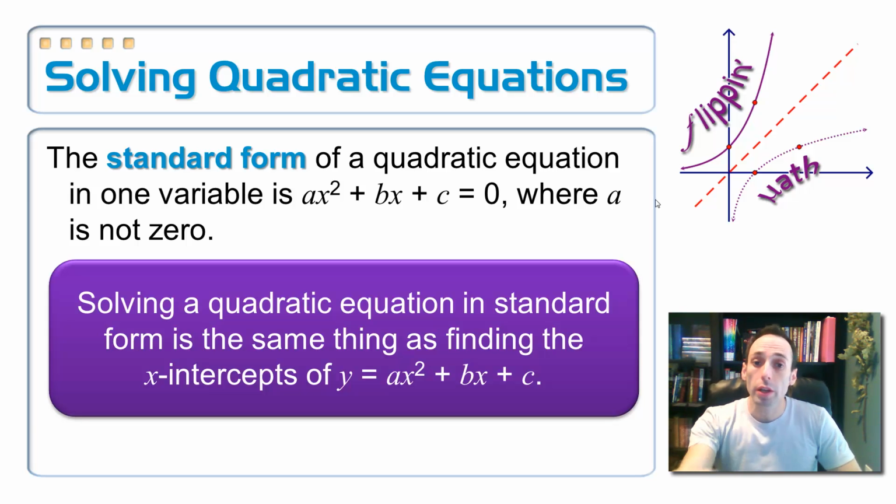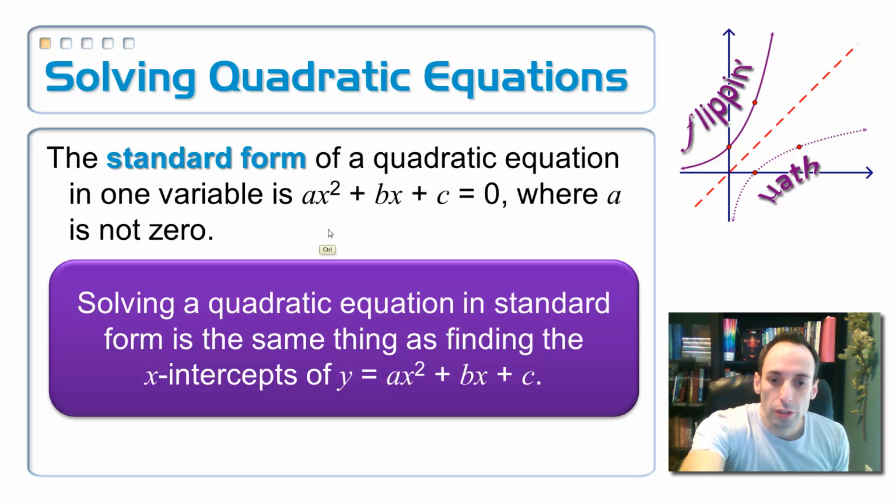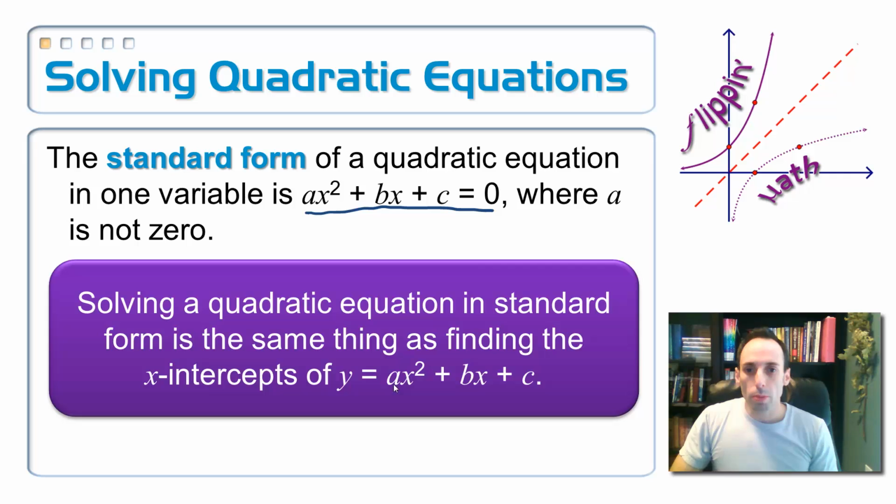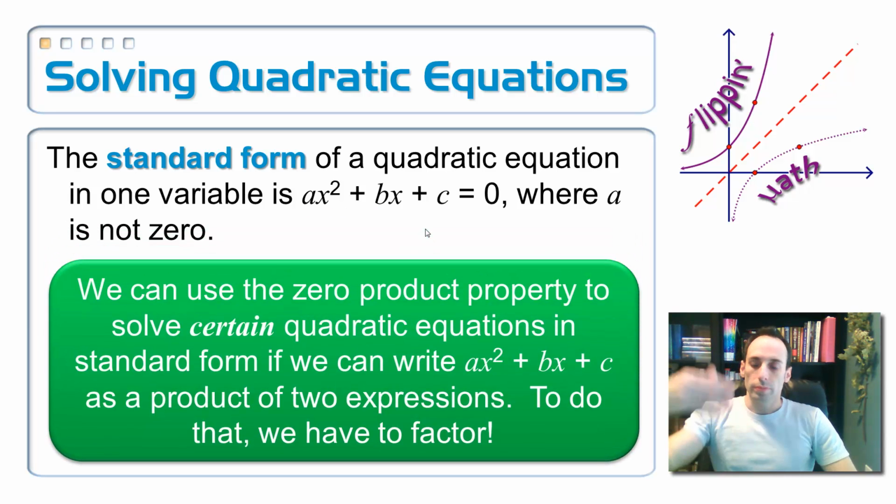Okay, so solving a quadratic equation in standard form is the same thing as finding the x-intercepts of y equals ax squared plus bx plus c. Why is that? Well, what's the difference between this equation right here and the one that's in the purple box? Well, this one has equals 0, this one has equals y. Well, when y is equal to 0, what it is that you're finding are the x-intercepts. So this is what I'm saying. Solving that quadratic equation, ax squared plus bx plus c equals 0, is the same thing as finding the x-intercepts of the graph of the parabola.